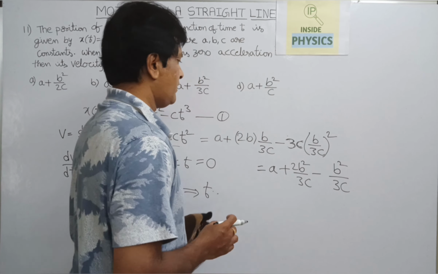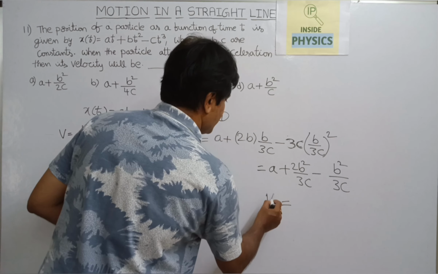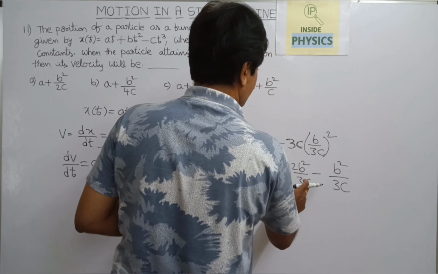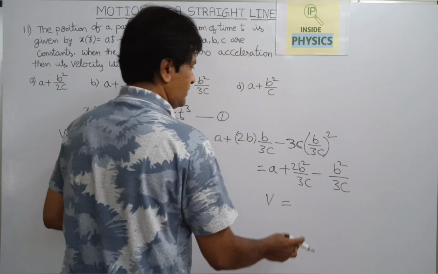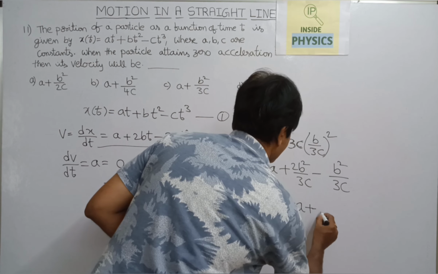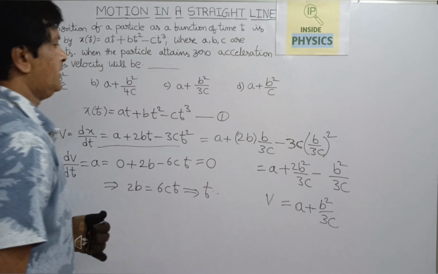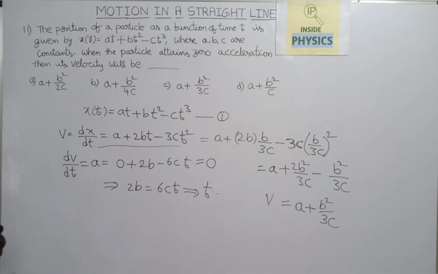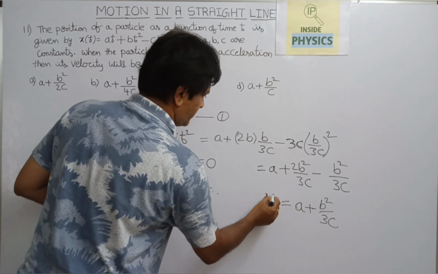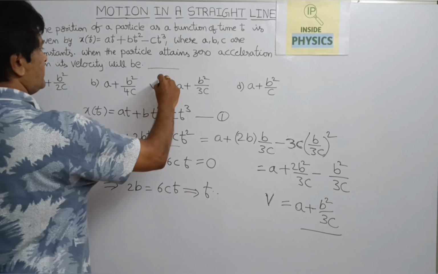Now what is the final answer? The velocity is equal to a plus 2b²/3c minus b²/3c, and this becomes a plus b²/3c. That is the final answer. The velocity at which the acceleration is 0 is equal to a plus b² by 3c. The answer is C.